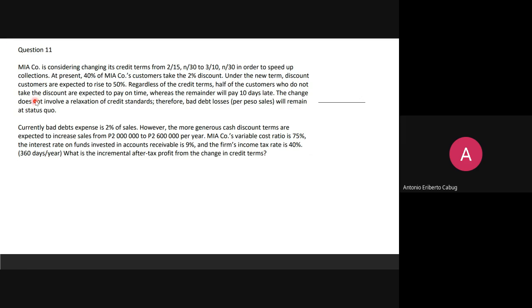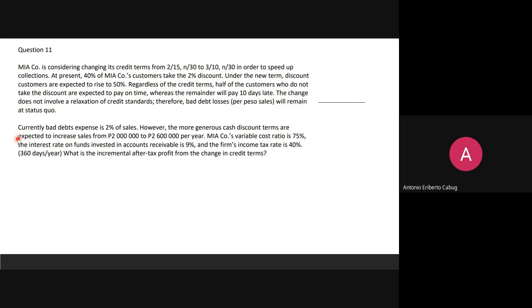Mia Company is considering changing its credit terms from 2/15, n/30 to 3/10, n/30 in order to speed up collections. At present, 40% of Mia Company's customers take the 2% discount. Under the new terms, discount customers are expected to rise to 50%. Regardless of the credit terms, half of the customers who do not take the discount are expected to pay on time, whereas the remainder will pay 10 days late.